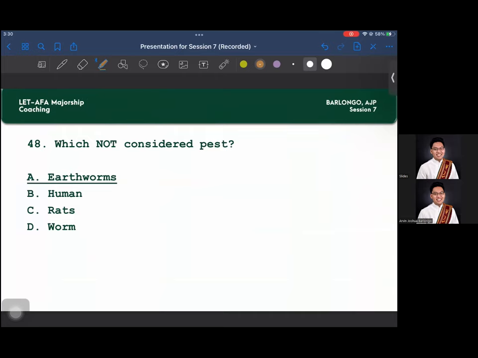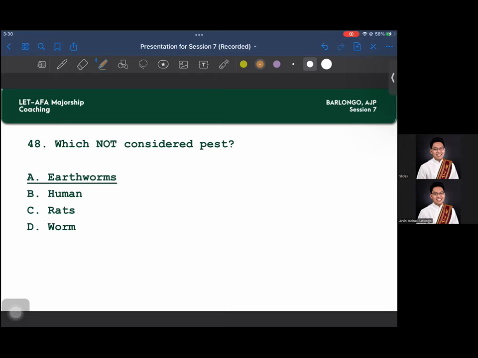Yung worm in letter D naman could be considered as a pest because it could be a cutworm, 'di ba? Kanina we have mentioned different types of worms, so isa doon yung cutworm. Pwede siyang mag-cut ng leaves underground level. Yung rats naman, it is actually considered as a vertebrate pest, kasi it also infests yung rice fields natin. Kinakain nila yung grains, kaya dinedestroy nila yung mga halaman itself.